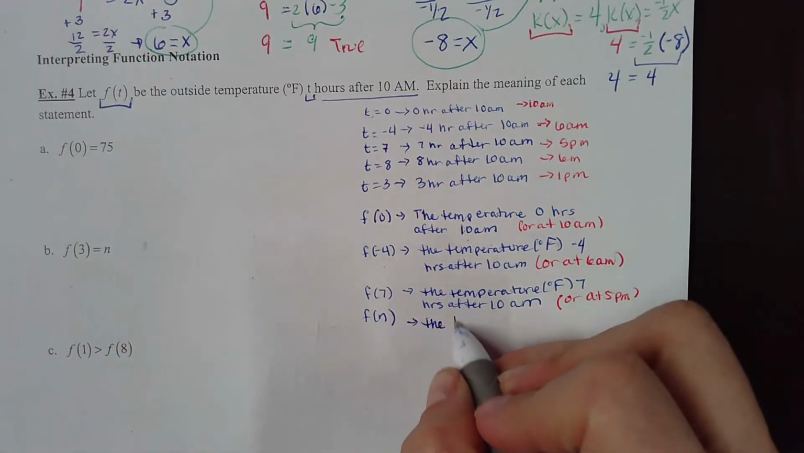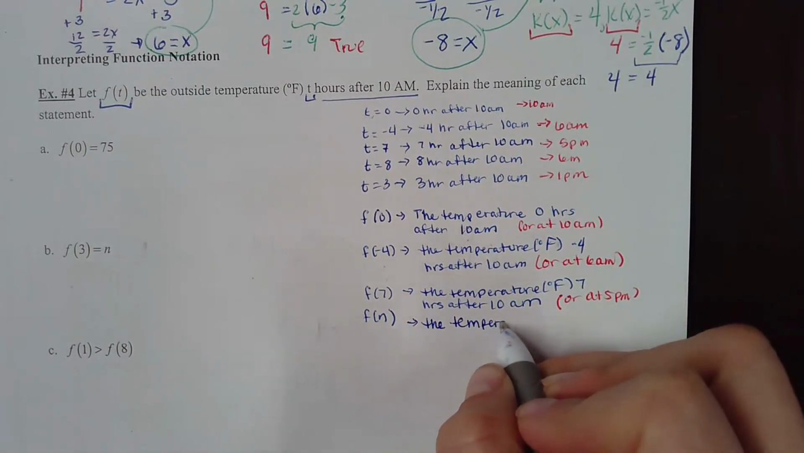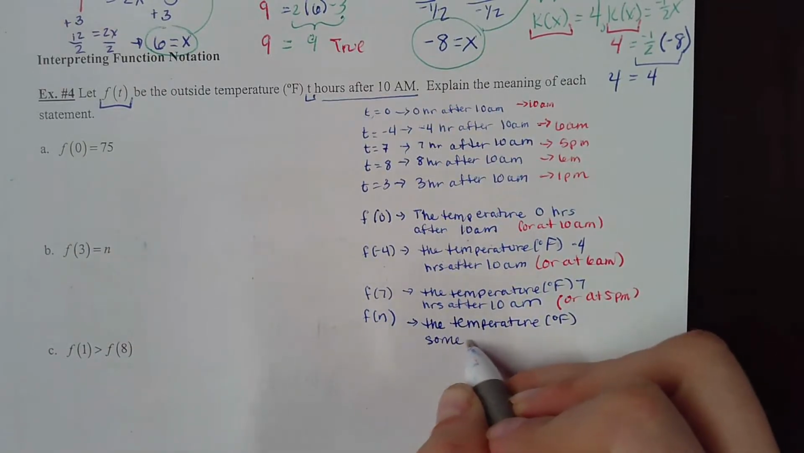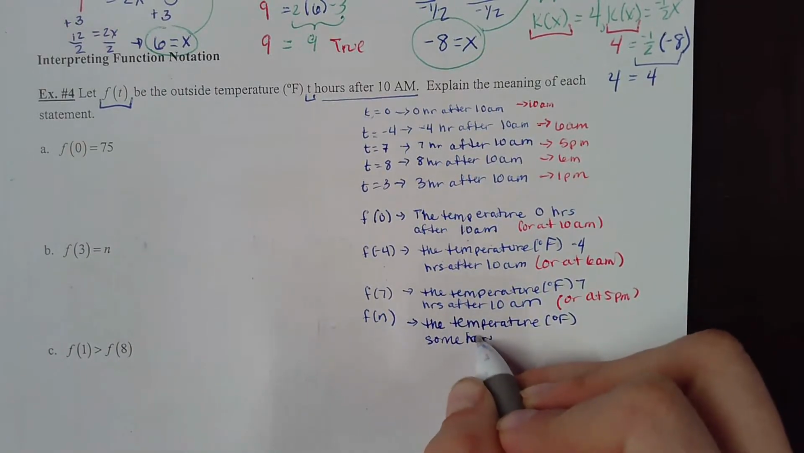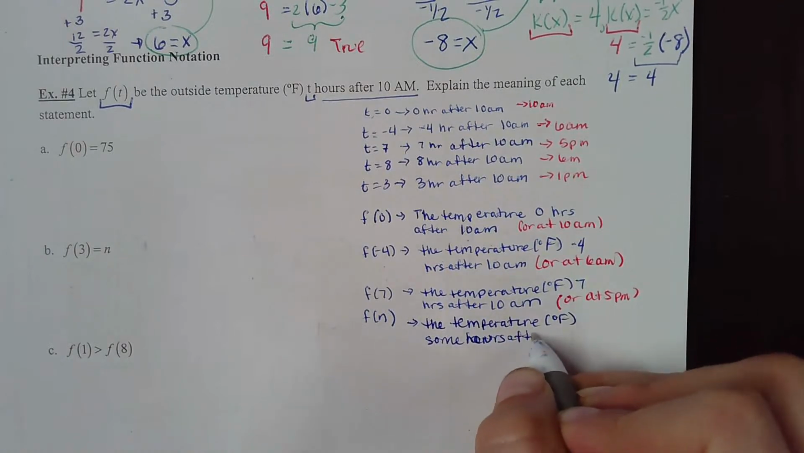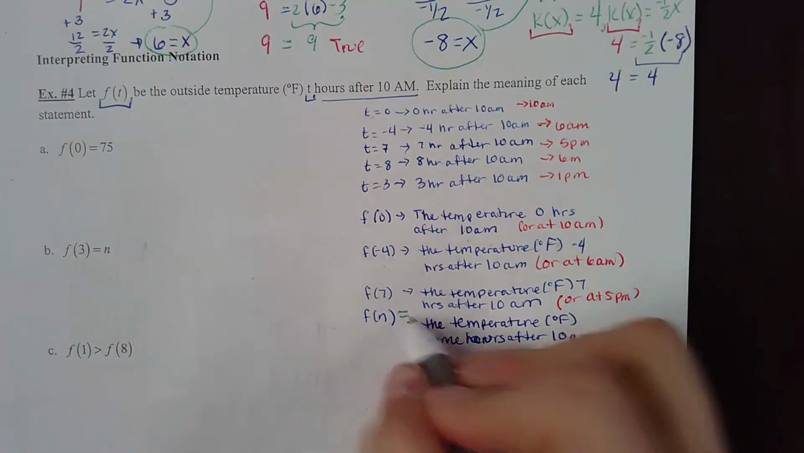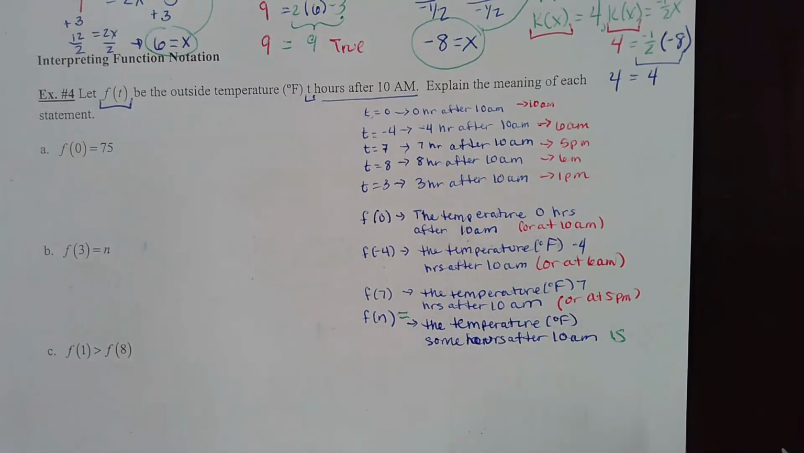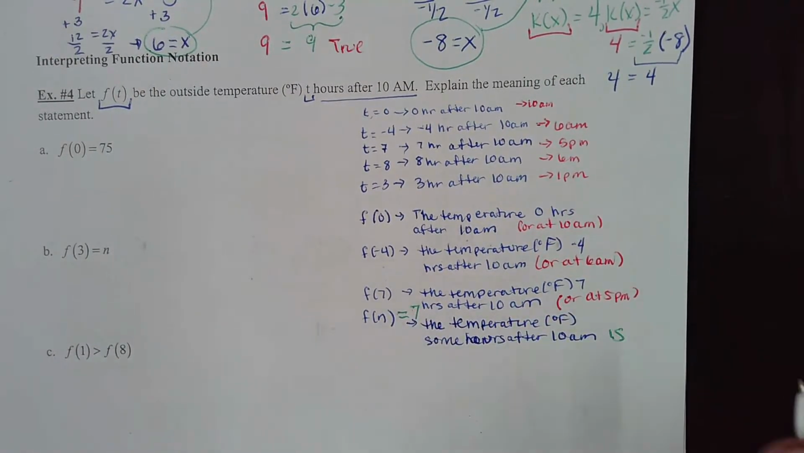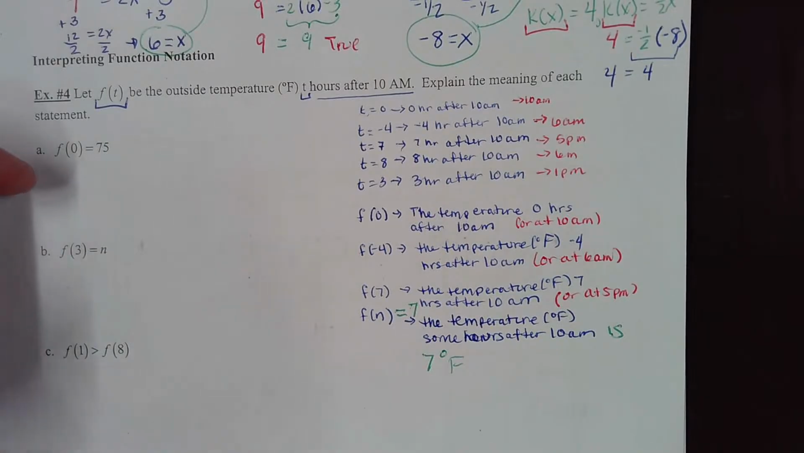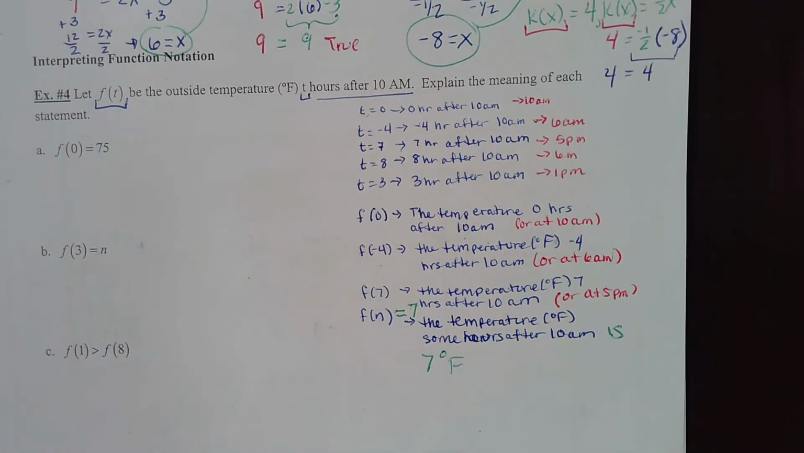This is the temperature in degrees Fahrenheit, some hours after 10 a.m. What's cool is if I add an equal sign, then I just add the word is. If I say 7, then I'm saying 7 degrees Fahrenheit. Now, take a moment to see if you can use that template to decode A, B, or C.